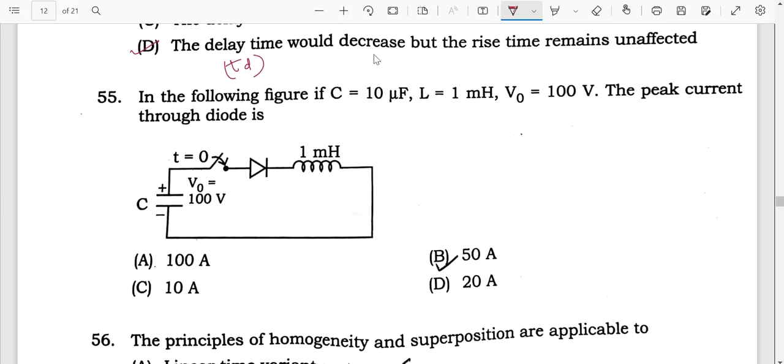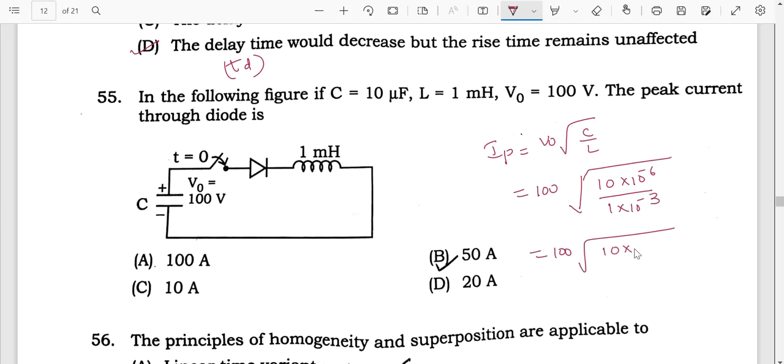In the following figure, C is 10 microfarads, L is equal to 1 millihenry, V naught equal to 100 volts. The peak current of the diode is. So IP is equal to V naught into square root of C by L. V naught is 100, square root of C value is 10 into 10 power minus 6 divided by L value is 1 into 10 power minus 3. So simplify this one here: 100, 10 into 10 power minus 6 plus 3, so 10 power minus 2 we will have. 10 power minus 2 means 100 divided by 10, which is nothing but 10 amperes. So answer is 10 here.